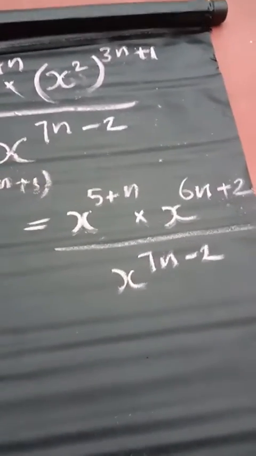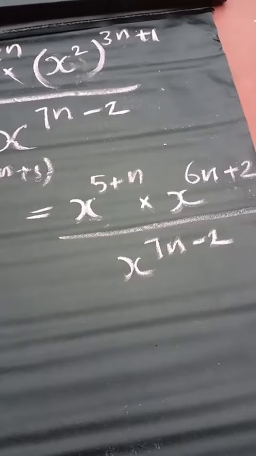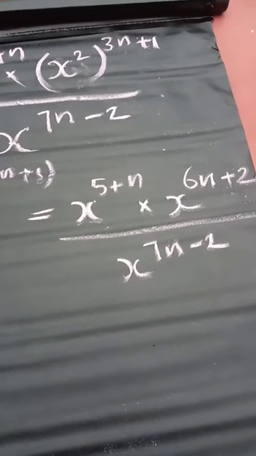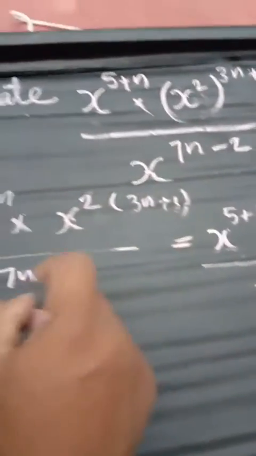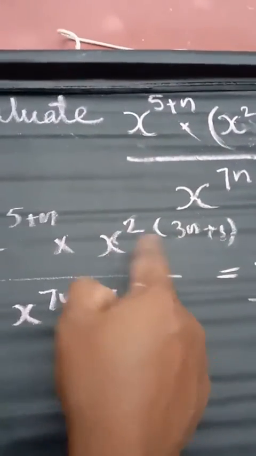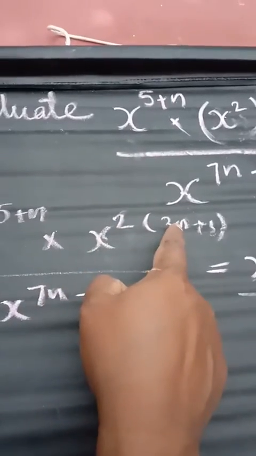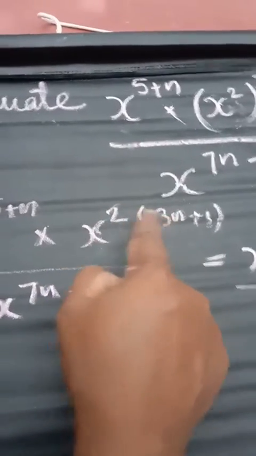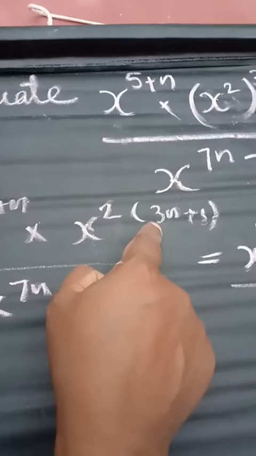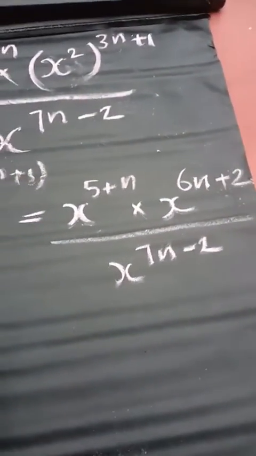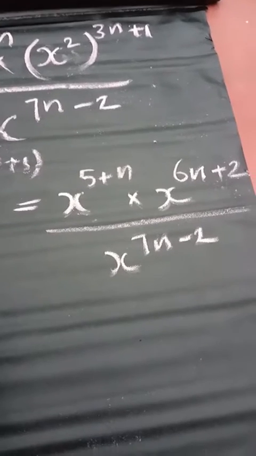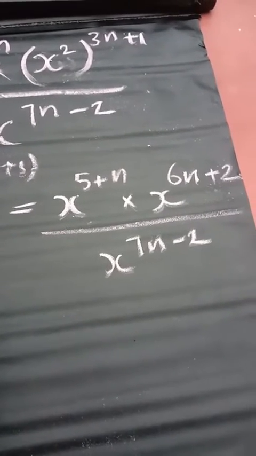Okay, x raised to 5 plus n into x raised to 6n plus 2 divided by x raised to 7n minus 2. How to get 6n plus 2? Because here the power of a power rule: a raised to m the whole raised to n is a raised to m into n. 2 into 3, 6, so 6n; 2 into 1, 2. That is x raised to 5 plus n into x raised to 6n plus 2.